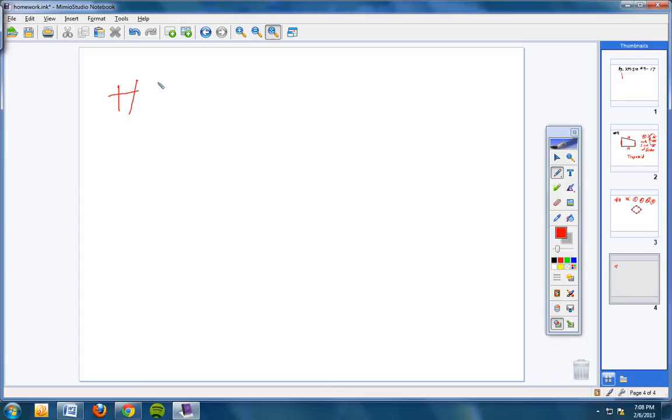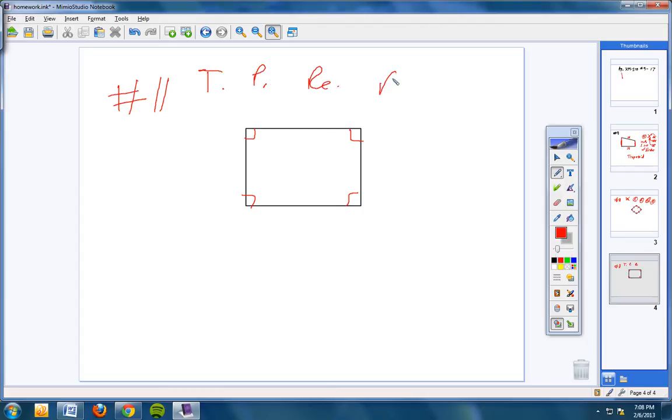Number 11. Number 11. And the picture looks like this. And all that they give us is right angle markings there, there, there, there. Now let's see, we got trapezoid, parallelogram, rectangle, rhombus, square. All right. Well, excuse my grammar, it ain't a trapezoid. I mean, obviously, it's not a trapezoid.